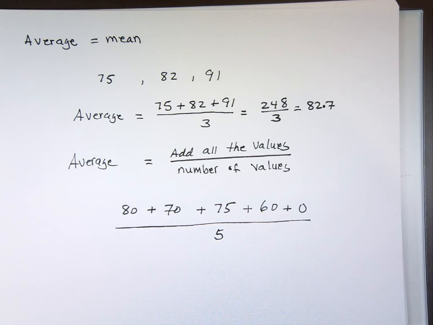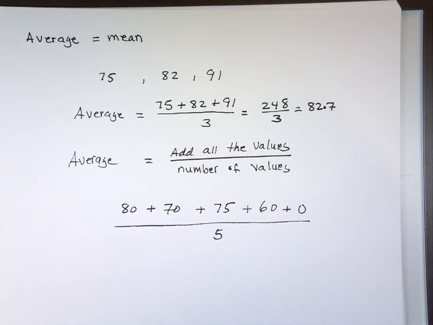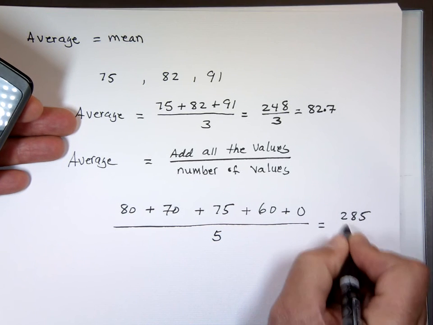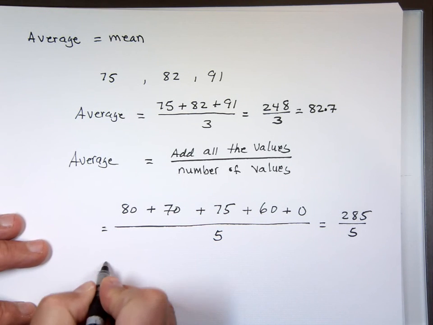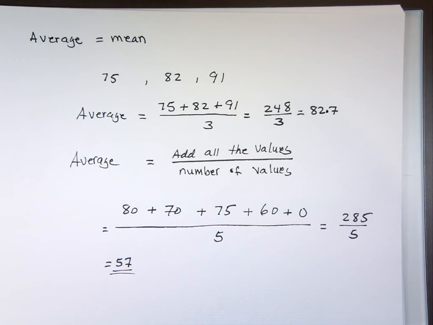You know? We're not going to drop it. Yeah. So if you do the math, that's what? 285 divided by 5, which is what? 57. So your average is 57 for that one.